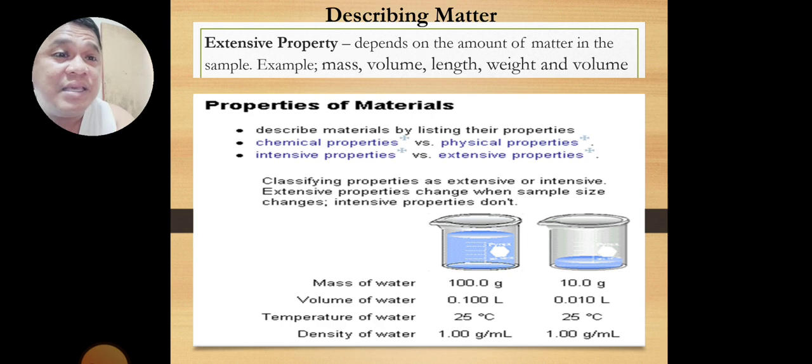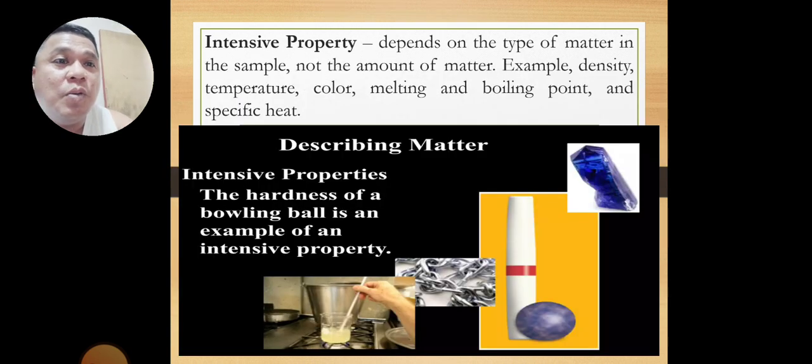So density is also an intensive property because the density of water in 100 liters or 0.1 liter is the same as the density of 0.01 liter. Even if it is one glass or one barrel, the density is equal, the same. So the amount does not matter. That is for intensive properties. Okay? So let's go back.